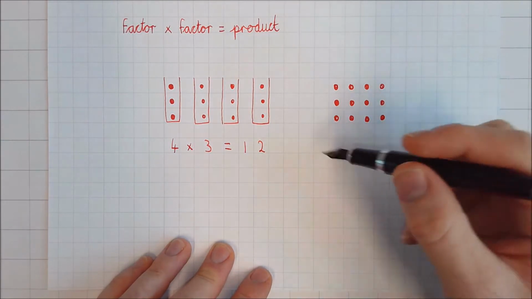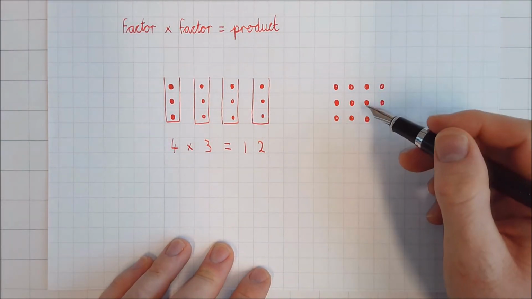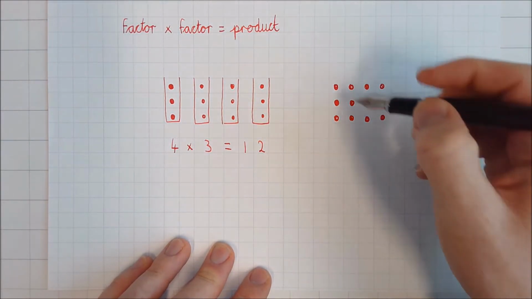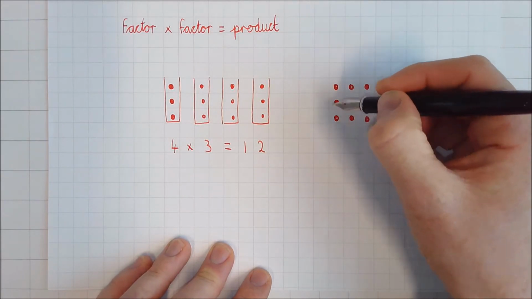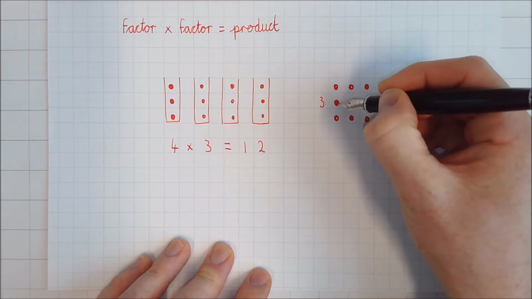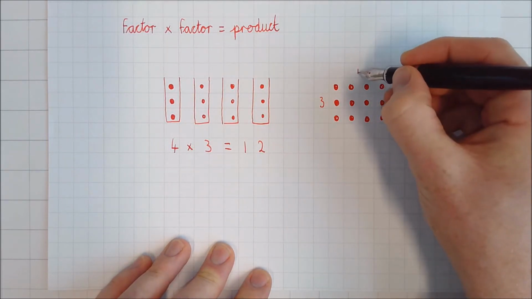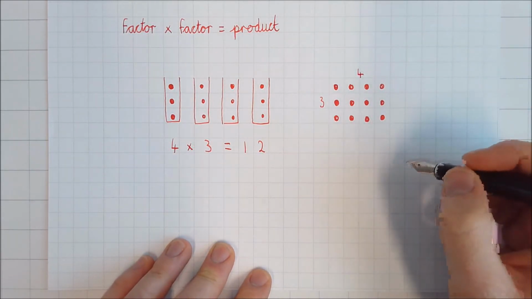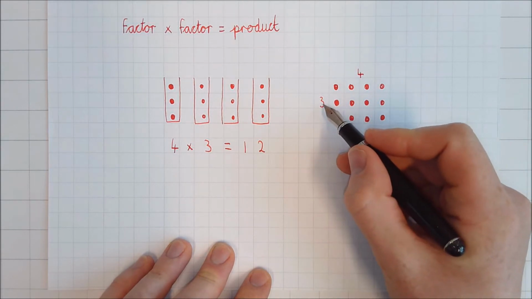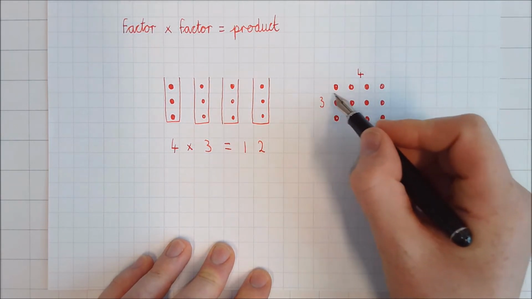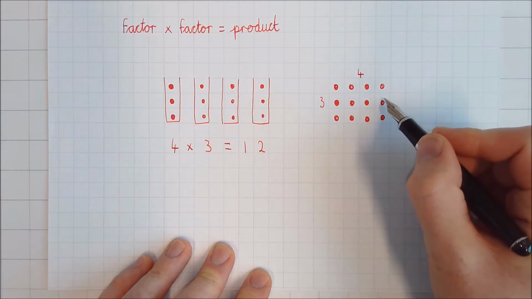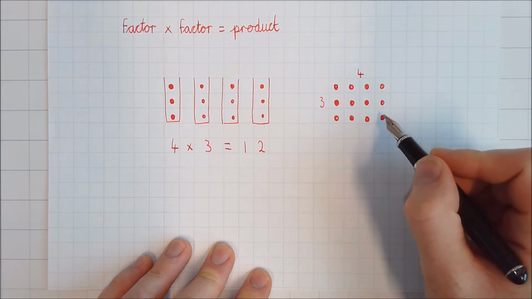We could represent our tennis ball context using an array. Here we can see that along this side of our array we have 3, 1, 2, 3, and along this side we have 1, 2, 3, 4. So we could say that we have 3 lots of 4, 1 lot of 4, 2 lots of 4, 3 lots of 4.